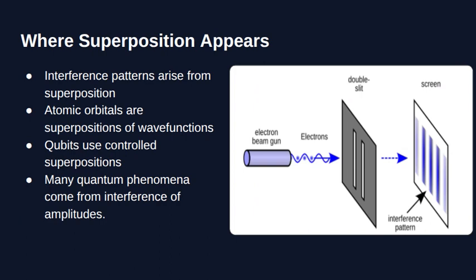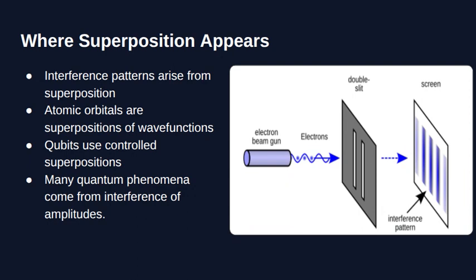Superposition is not just a mathematical idea. It produces real physical effects. In the double slit experiment, interference patterns appear because probability amplitudes combine before we calculate probabilities. The same principle explains atomic orbitals, which are superpositions of wave functions. It also forms the basis of quantum computing, where qubits use controlled superposition of two states.